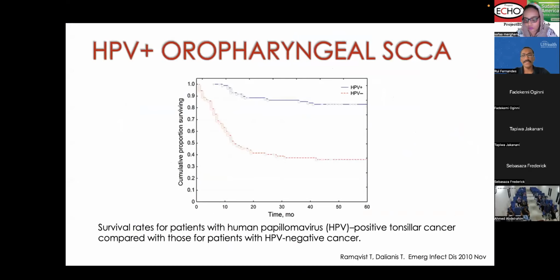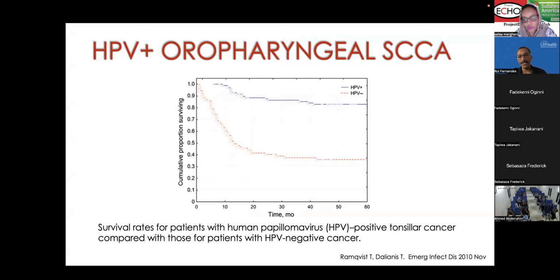But the survival rate, patients with oropharyngeal cancer that are HPV positive tend to be significantly higher than those that are HPV negative, taking into account the smoking background, which sometimes if you're a smoker, it potentially negates that benefit.